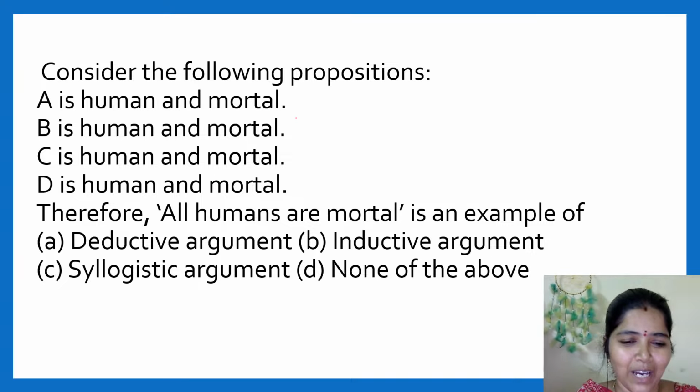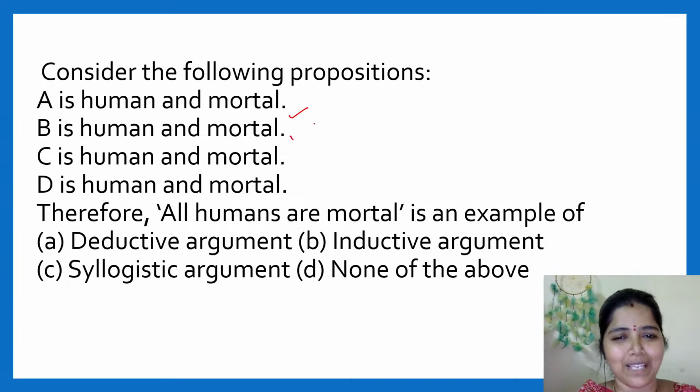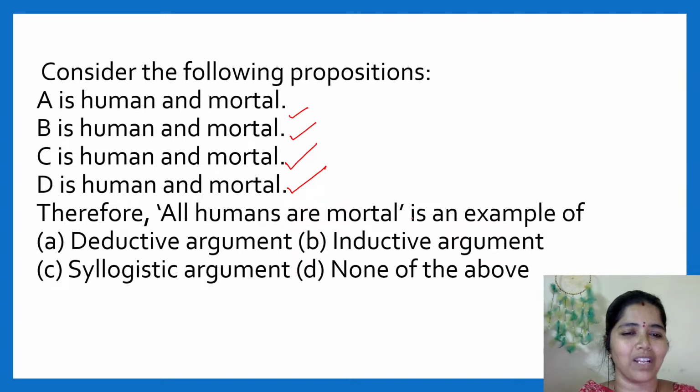Okay, see. A is human and mortal. B is human and mortal. C is human and mortal. D is human and mortal. Just now I gave you the example. And then therefore they are saying all humans are mortal. It is an example of inductive argument.